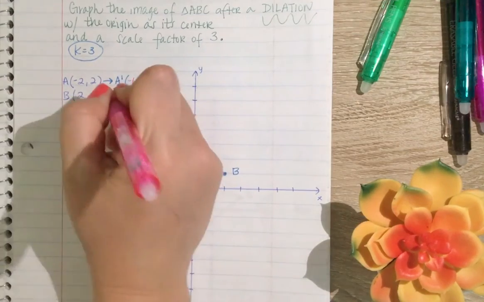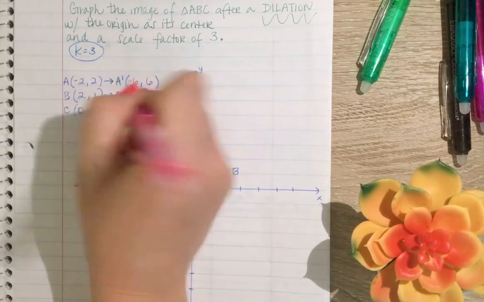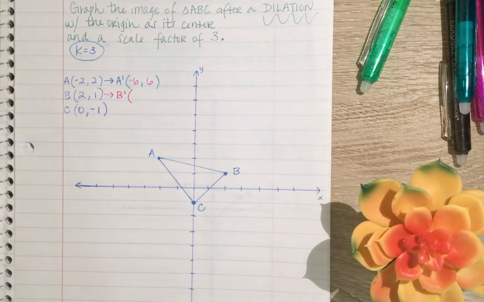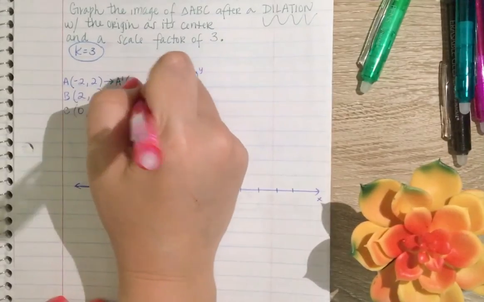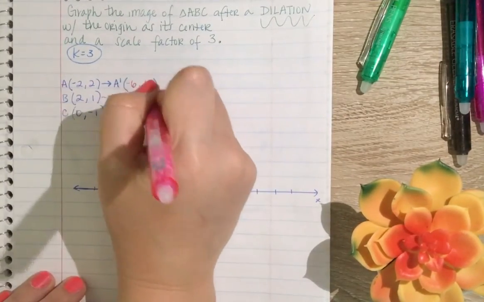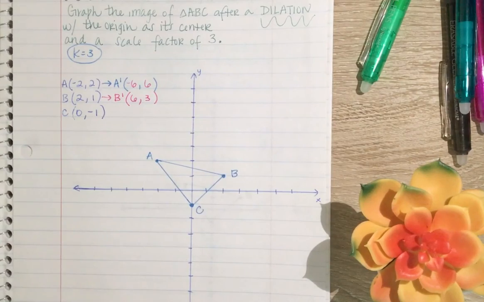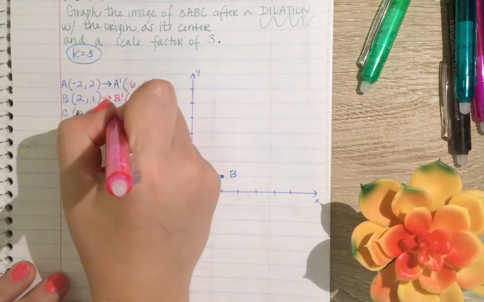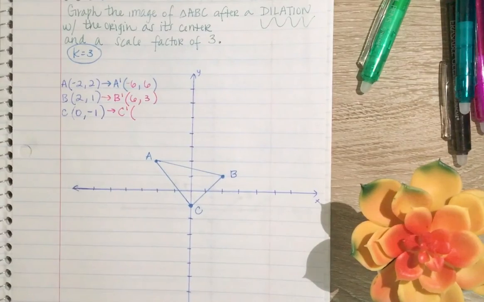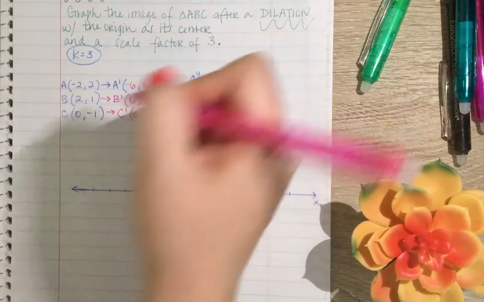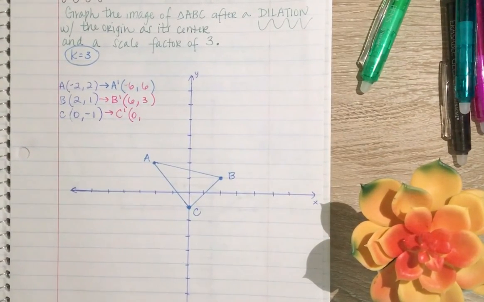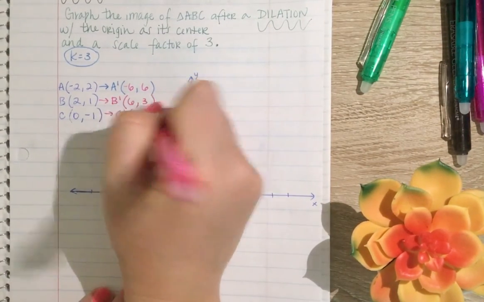All right, then B prime. We're going to take your ordered pair. You're going to multiply it by the scale factor, which is 3 in this case. So 2 times 3 is +6 again. 1 times 3 is +3. Remember, signs matter. And then for C prime, anything times 0 is 0. And 3 times -1 is -3.